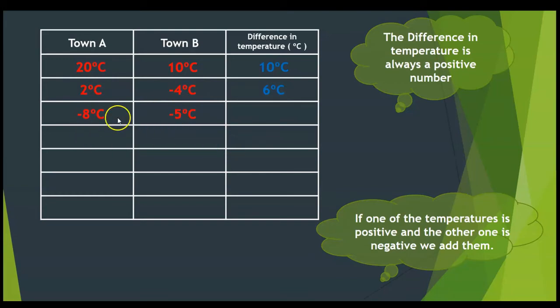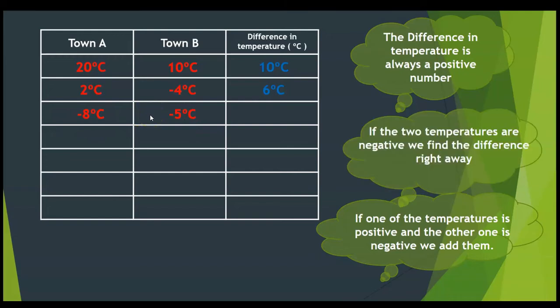Now I have two temperatures. One of them is negative and the other one is negative as well. So both of them are negative. So when we have two negative temperatures, we find the difference by subtracting. 8 minus 5 equals 3. Okay, so when both are negative or both are positive, we just subtract. When one of them is positive and the other one is negative, we add.